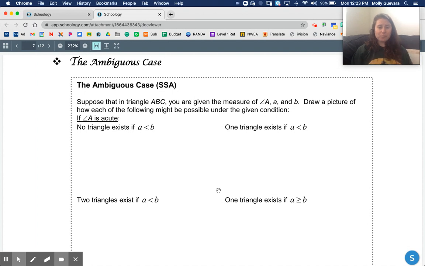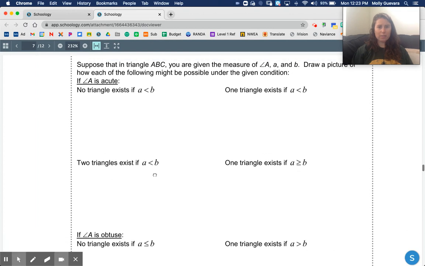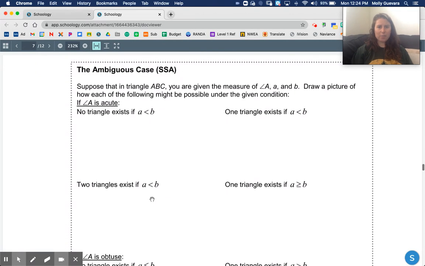Okay. So if in a triangle, and I'm going to scroll down just a little bit more. Let's see if I can get all of these in. Okay, we might just do the first 4 and then clear it. Okay, so suppose you have a triangle, A, B, C.